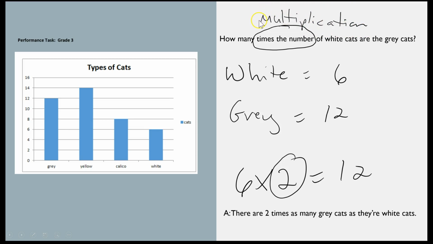There are 6 white cats and 12 gray cats. 6 times what equals 12? We know that would be 2. Therefore, the answer should read, there are 2 times as many gray cats as there are white cats.